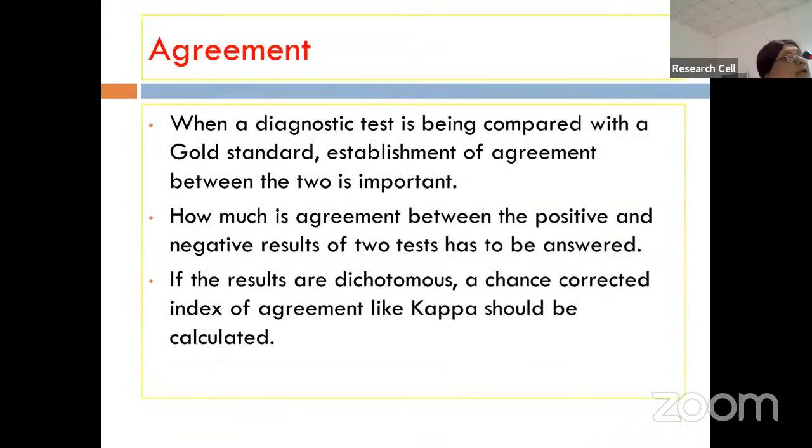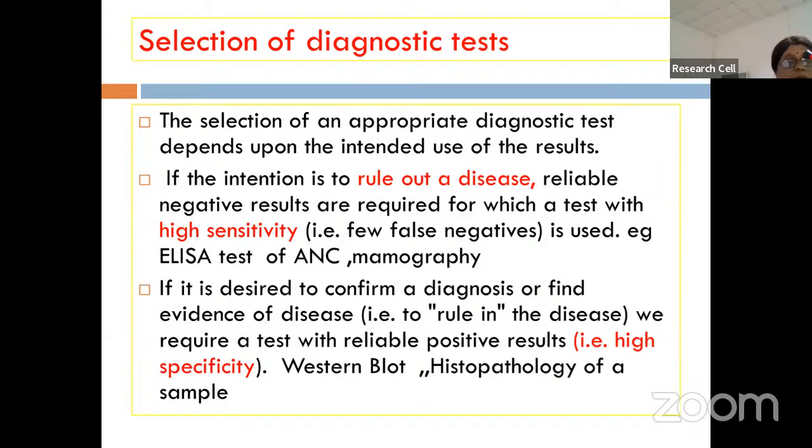The third component is agreement. When we are comparing the results of a diagnostic test with a gold standard, for example, histopathology is a gold standard because it is highly specific and sensitive, while if you want to compare the results of a pap smear with histopathology, here the agreement criterion is useful. How much is the agreement between the positive and negative results of both these tests? And if the results are dichotomous, in that situation, you can use the Kappa statistics.